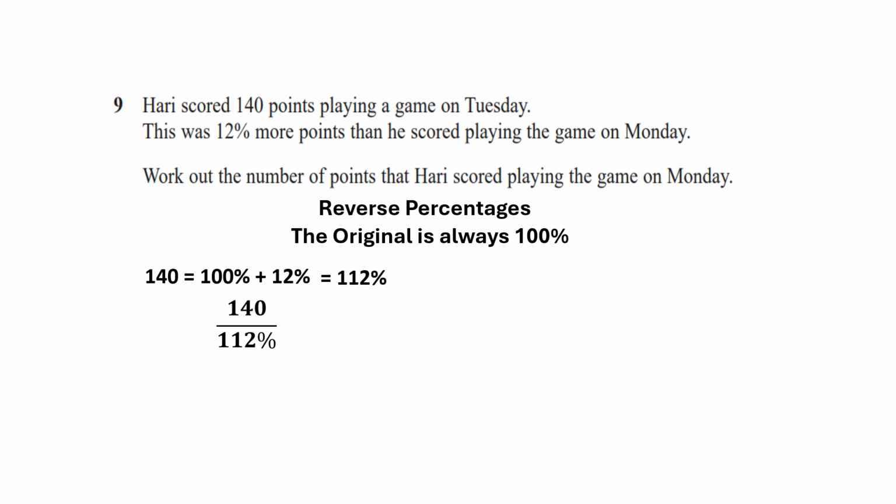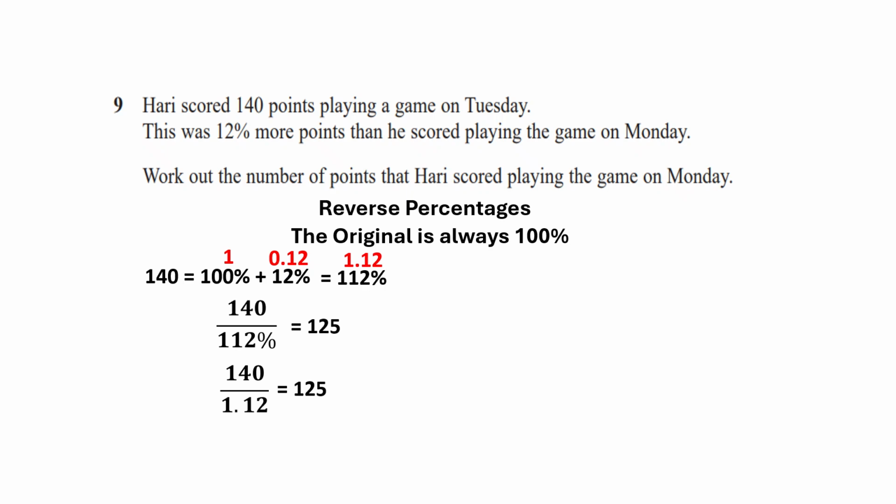Plug this in the calculator, and the calculator gives you the answer. It's 125. If you don't like the percent sign, you can just do decimals. So instead of 100%, you can think of 1. And instead of 12%, you can think of 0.12. And then that gives you 1 plus 0.12, which is 1.12. Now, if you divide 140 by 1.12, it also gives you 125. This is correct. This is full marks.